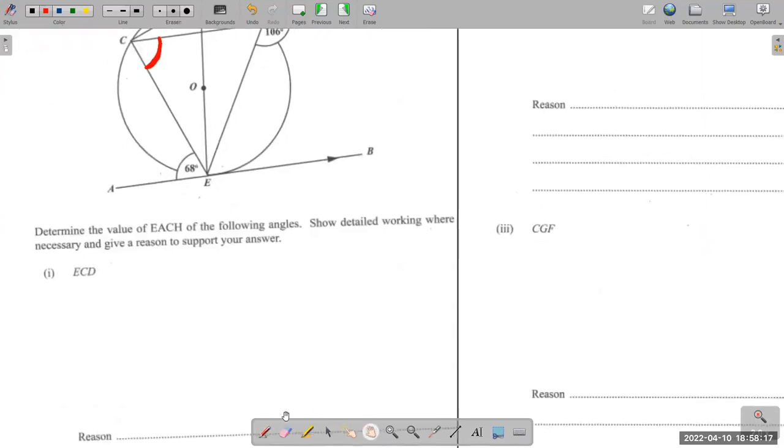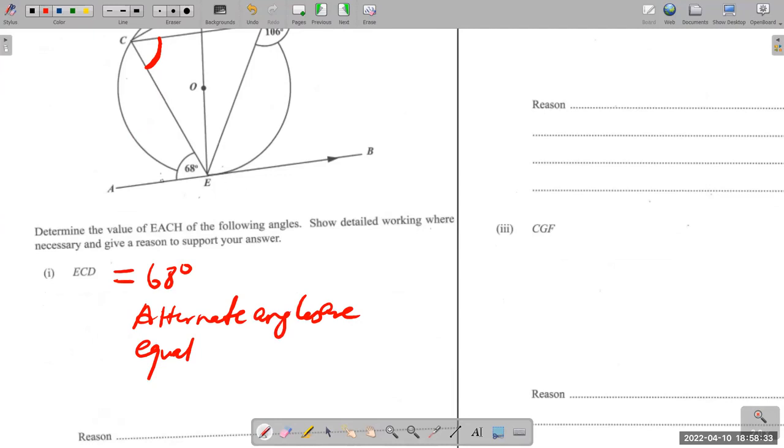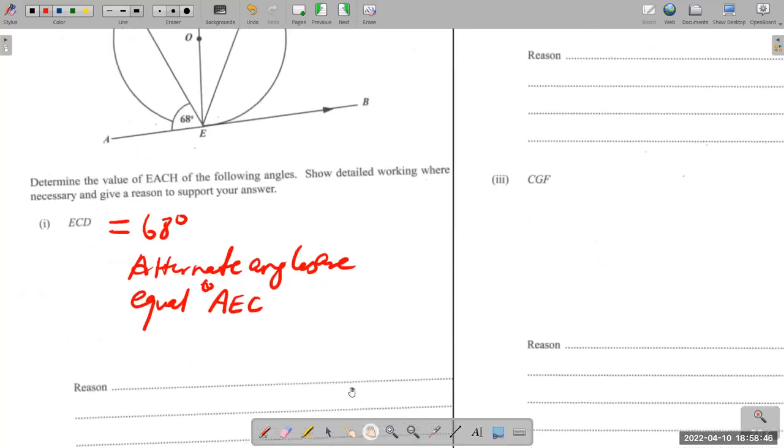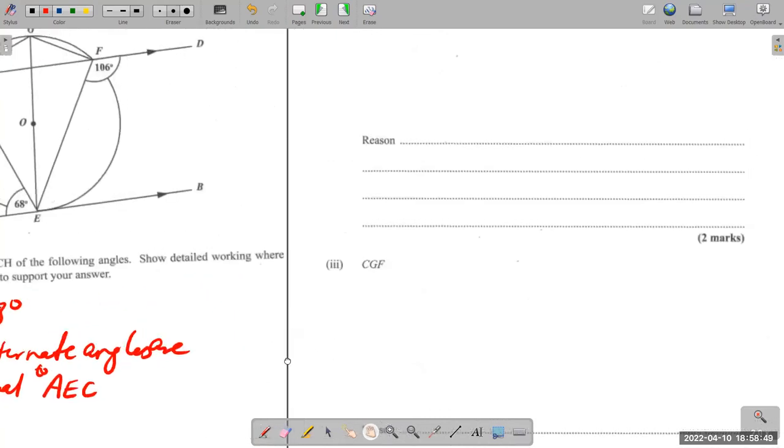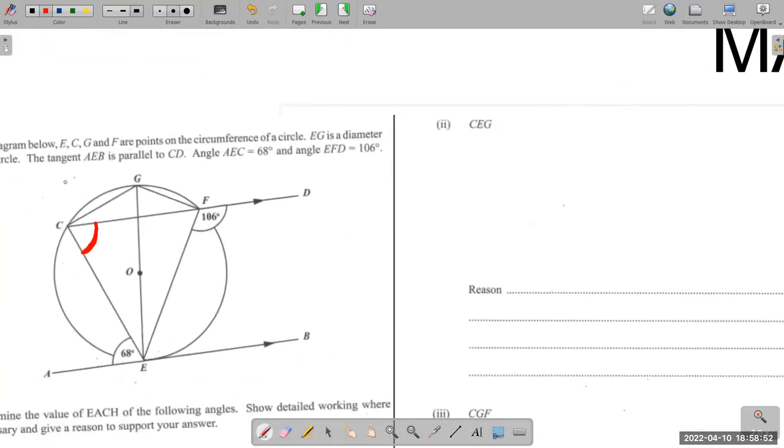Okay? Don't panic. So I know that ECD is equal to 68 degrees because alternate angles are equal. If you want to get extra fancy, identify the angle. So I would say angle AEC equals angle ECD. That's if you're feeling extra confident, you've got enough time, all that good stuff. Okay, let's go. So I'm going to put in my diagram 68 here. You realize I'm putting it in my diagram, boom.